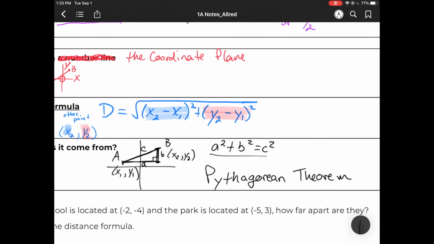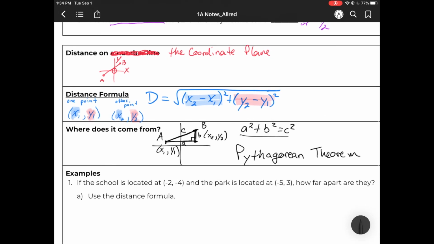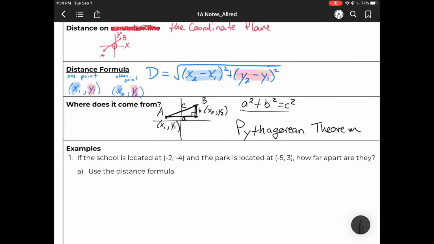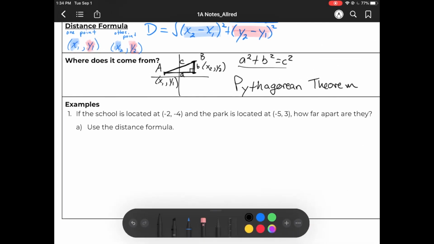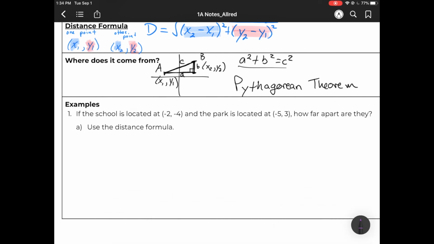And so that is really where our distance formula comes from. And I'll explain that to you a little bit more later on. So let's do an example using the distance formula. In this problem, it says that if the school is located at -2, -4, and the park is located at -5, 3, how far apart are they?